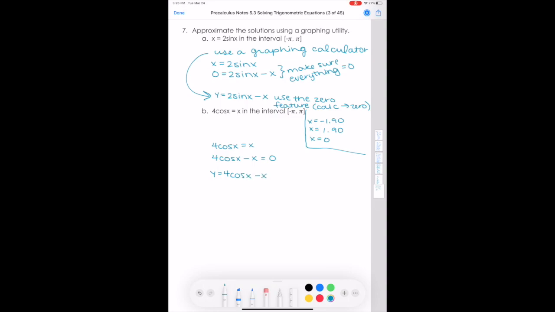All right, doing the same thing with letter B. And you should find that x equals negative 2.13 and x equals 1.25.